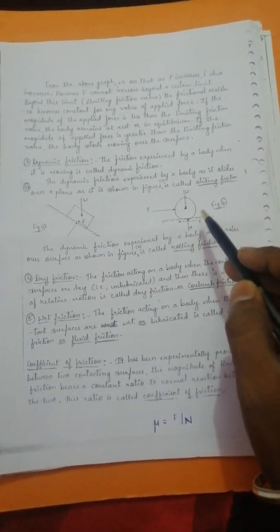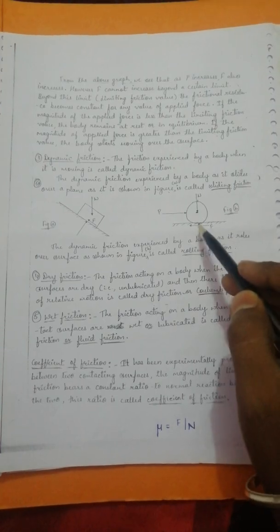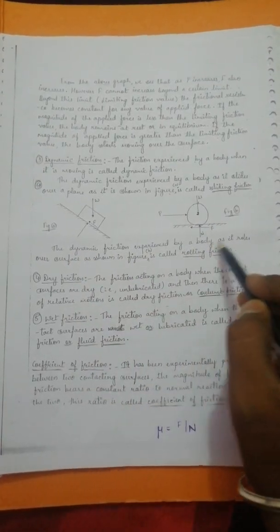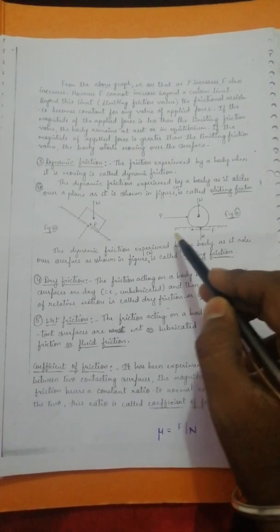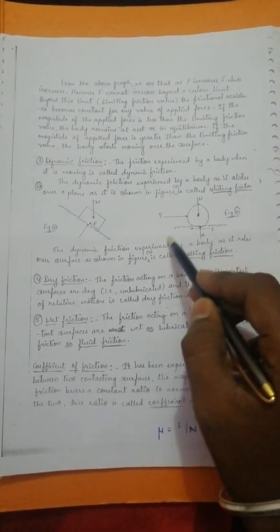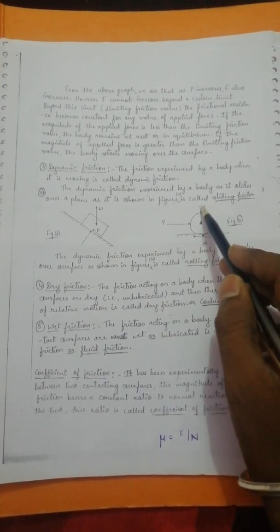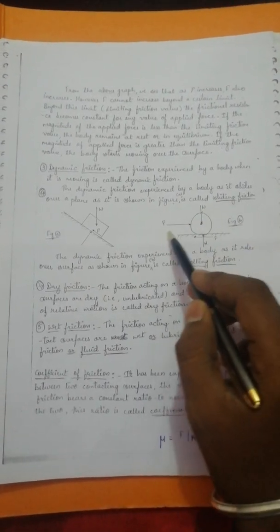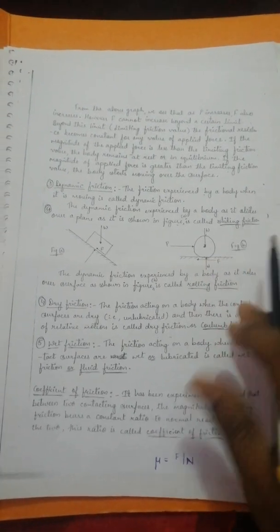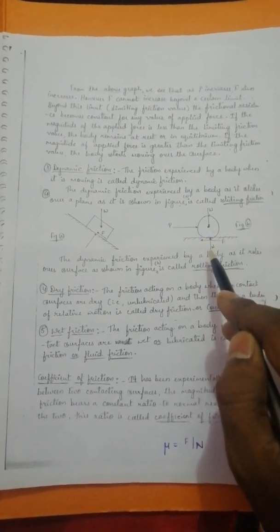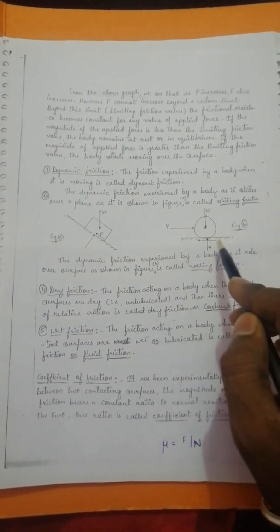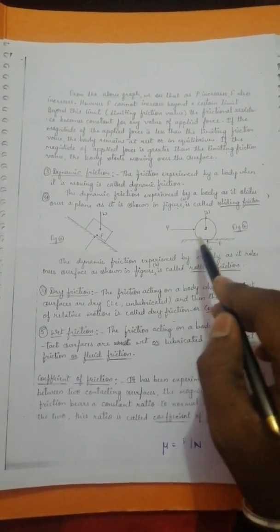And figure B represents rolling friction, the dynamic friction experienced by a body as it rolls over a surface. There is a floor or rough surface on which the sphere has been kept. The sphere has self weight W, P is the applied force, F is the frictional resistance force, and N is the normal force acting here, which is the reaction from the rough surface. So figure B represents rolling friction under dynamic friction.